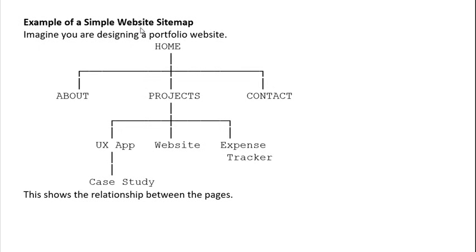Example of a simple website and sitemap: imagine a portfolio website design with a home page, and inside it sub pages like about, projects and contents. The projects include a UX application as a website, an expense tracker, and a UX app as a case study. This shows the relationship between the pages.